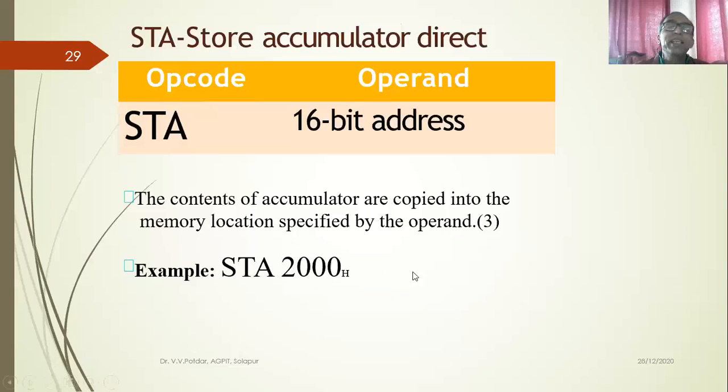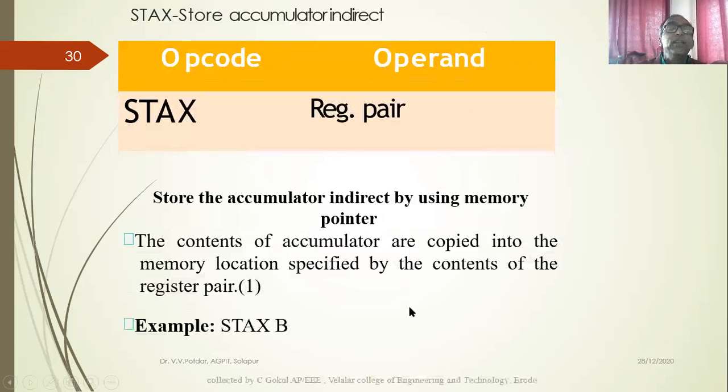Then we have STA, store accumulator direct. The contents of the accumulator are copied into the memory location specified by the operand. Example is STA 2000H, the location. Then you have STAX, that is store accumulator indirect. The contents of the accumulator are copied into the memory location specified by the contents of the register pair. It's a 1-byte instruction.